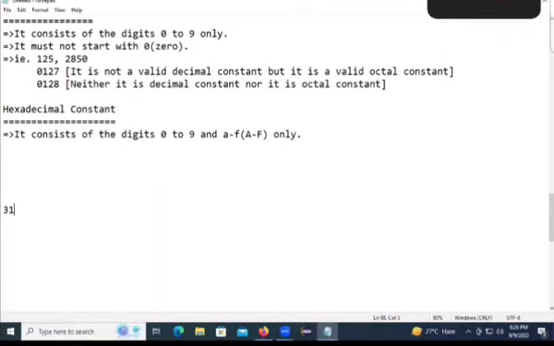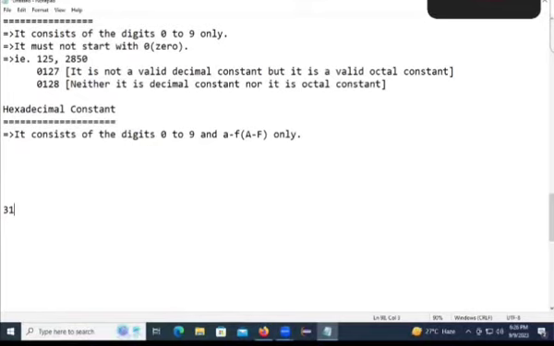Binary to decimal, how do you do it now? Each digit is multiplied with what? 2 to the power 0, 2 to the power 1, 2 to the power 2, right? Octal to decimal, 8 to the power 0, 8 to the power 1, 8 to the power 2. Hexadecimal to decimal, 16 to the power 0, 16 to the power 1. Okay, just remember the formula.